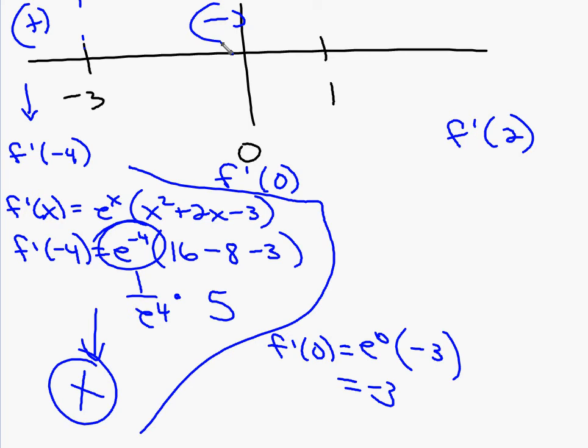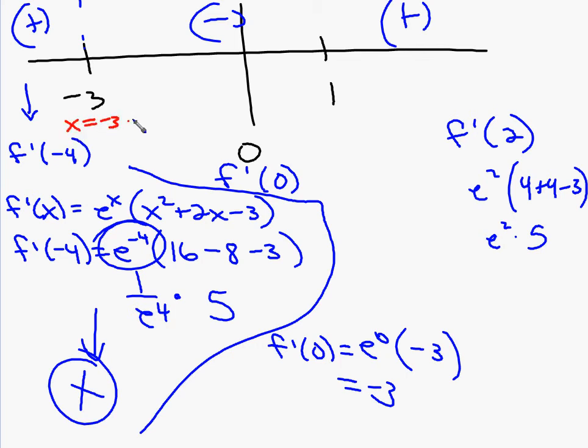When I do f prime of 2, I have e to the 2nd times 4 plus 4 minus 3. That one is also going to be e squared times 5, and that one is also going to be positive. So guess what? We've got all the information we need to say if it's a maximum or a minimum. Once again, this one worked out kind of like the last one. When x equals -3, that's a max. And when x equals 1, that's a minimum.